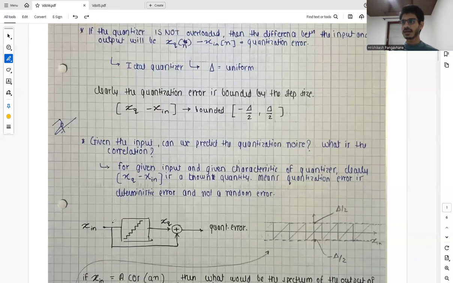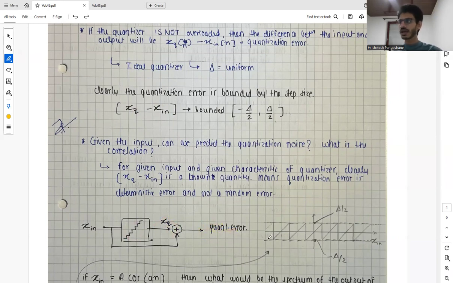So basically, if we want to talk about the quantization error, we can do one thing. We have xn, right? And we have xq. And we said that xq minus xn is basically our quantization error. So let's do one thing. xq is obtained by quantizing xn. So we have xq over here, and we'll take xn, and we'll have a subtractor over here, which will take the difference between xq and xn. So basically it will give the quantization error.